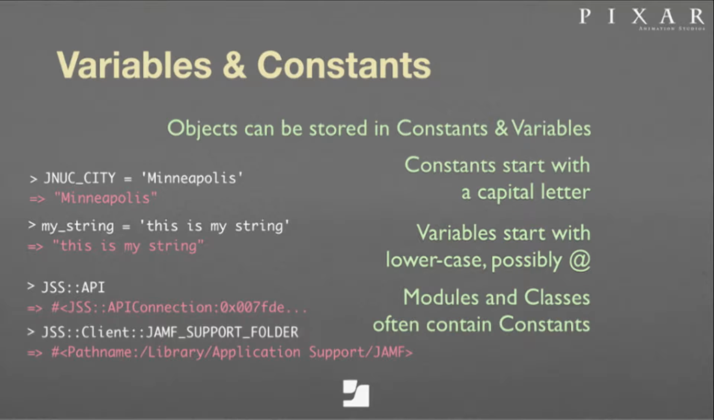Here's an example. The API thing that's inside the JSS module, that's a constant that holds this API connection object. Here's another example of a constant. Inside the JSS module is a class called Client that has a constant called JAMF_SUPPORT_FOLDER, which is the path to the Jamf support folder. And you should be able to be typing these things as we go, and you should get the same response that you see here.